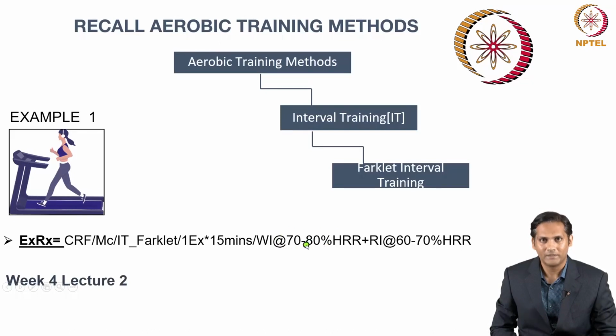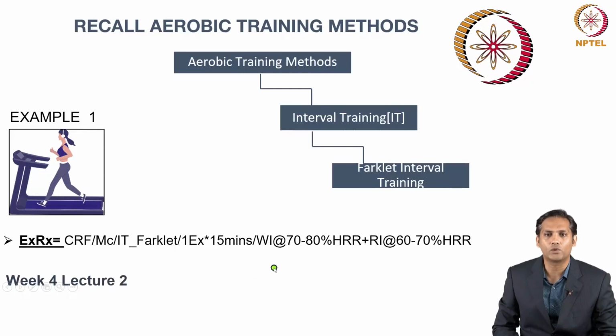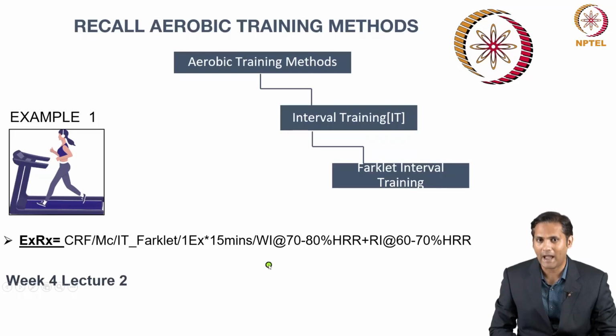This is followed by a rest interval which is of much lesser intensity. It means you reduce the speed of the treadmill and you continue doing the treadmill jog or treadmill brisk walk as long as you find that you have recovered enough. As you find that you have recovered enough from the work interval, you again start the next work interval by increasing the speed to 70 to 80% of HRR. You continue this pattern of interval training for 15 minutes.